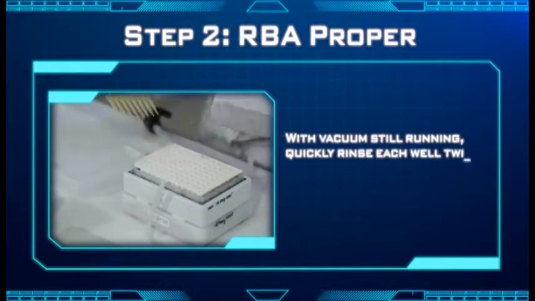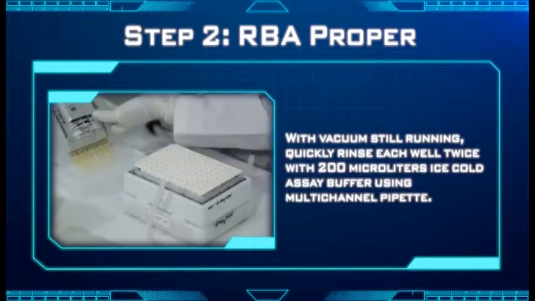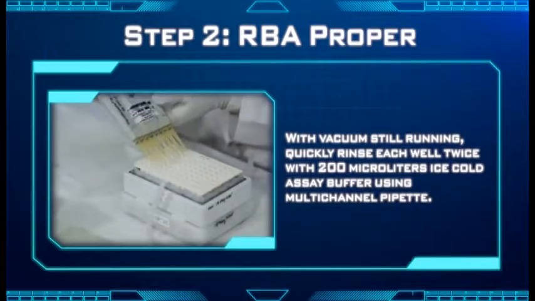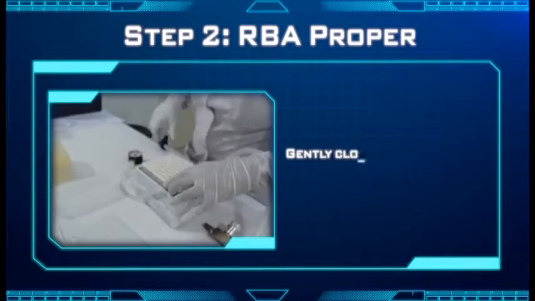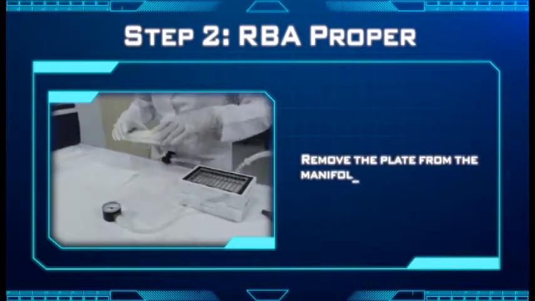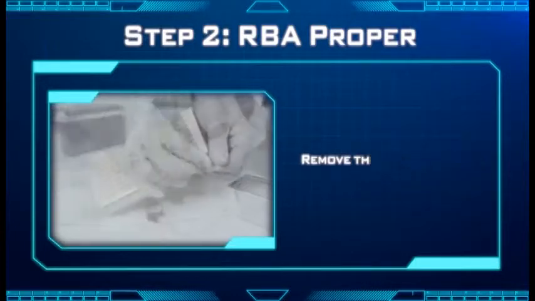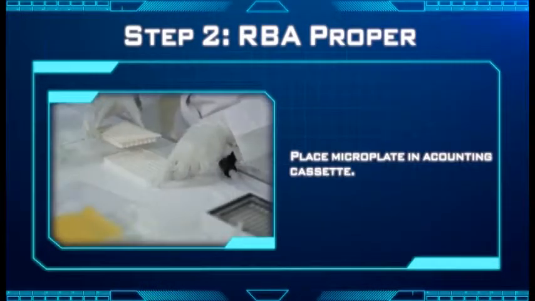filters. With vacuum still running, quickly rinse each well twice with 200 microliters ice-cold assay buffer using a multi-channel pipette. Gently close the valve of the manifold and turn off the vacuum pump. Remove the plate from the manifold. Remove the plastic bottom from the plate.